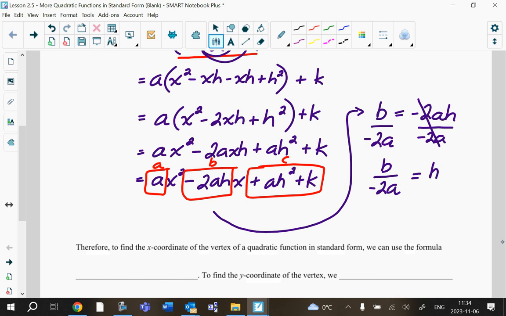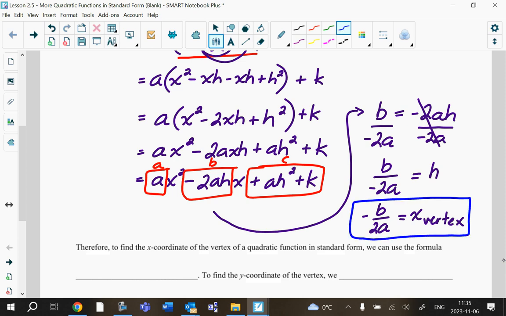But isn't H the X vertex? So that means that B over negative 2A, or negative B over 2A, is equal to the X vertex. So you don't have to change it to standard form. You can use this little formula to find the X vertex. And then to find the Y vertex, plug this value into the function and calculate for Y.